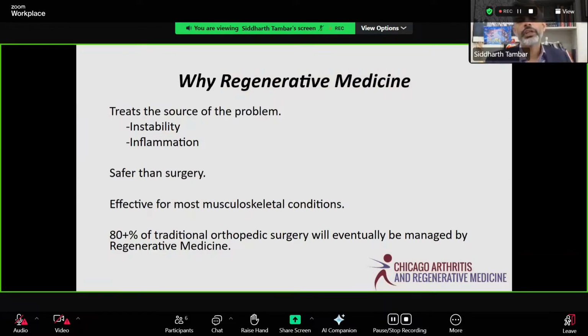So again, why regenerative medicine is going to treat the source of the problem, which in most people is instability and inflammation, certainly safer than surgery. It's effective for most musculoskeletal conditions. There are a few things it's not. We'll talk about that. And 80% of traditional orthopedic surgery will eventually be managed by regenerative medicine. In the same way, the vast majority of what used to be handled via open heart surgery is now handled via needle-based procedures and medication when it comes to cardiology.